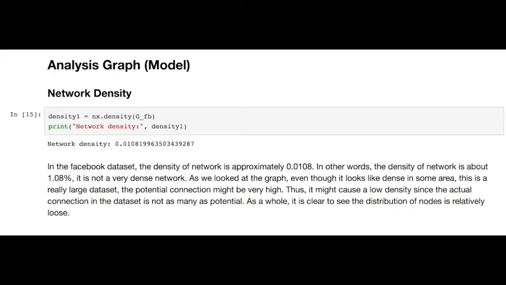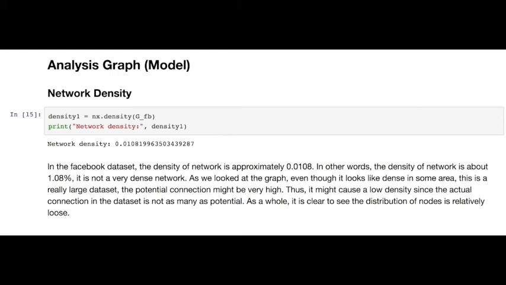And now I'm going to talk about the models, the different strategies which we use in this given data set. First, let's see the network density. You can see the code where we define a variable named density1 and use the function nx.density to get the density of the previous given data sets. You can see that the result is around 1.08%, which is not a really huge number.